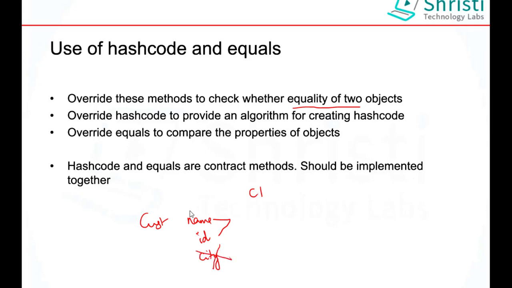The moment you override equals, it is mandatory that you override the hashCode method also. In the hashCode method, you need to write the algorithm where you include only name and ID. You should not include city. Only then will the contract be satisfied. So always remember, hashCode and equals are contract methods. They should be implemented together.